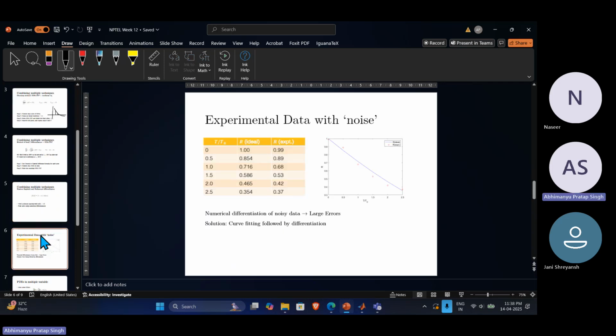which is finding the numerical derivative for experimental data. So this is a bunch of data that is given to us. This column is temperature. These are the ideal values that we should be getting, and the third column is the experimental values that we are getting. Now we want to find the derivative of this function for these values. Okay.